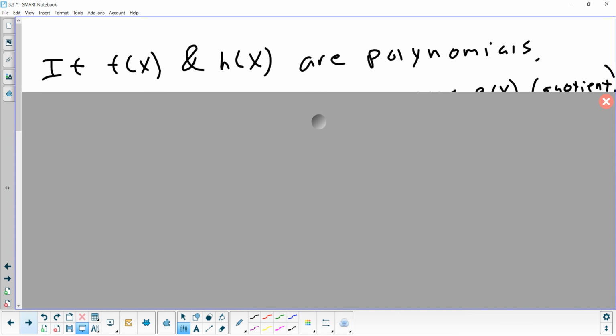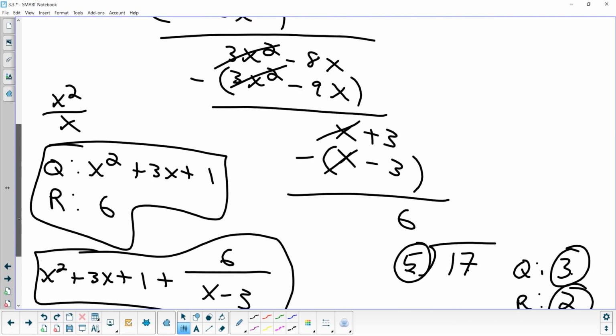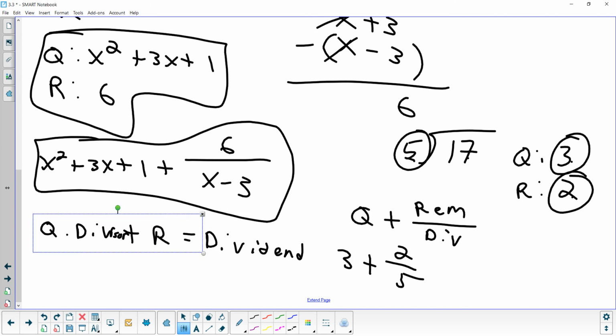So let's just write something out, which is basically what I said earlier, having to do with checking your answer. Remember, to check your answer, let's just go back and look at what we did. It's your quotient times the divisor plus the remainder. And that will give you back the dividend.